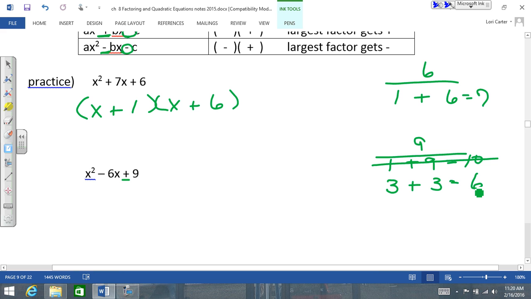That equals a positive 6. What kind of 6 do I need? A negative 6. If I make one of them negative, what's negative 3 plus 3? Zero. So both are negative. That gives me the negative 6. Does it give me the positive 9? What's a negative 3 times a negative 3? Positive 9. Do you see how your signs are important?